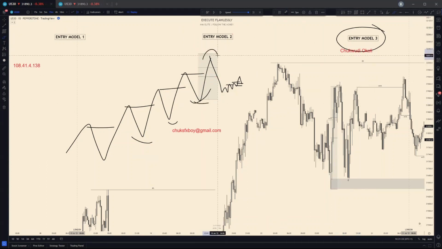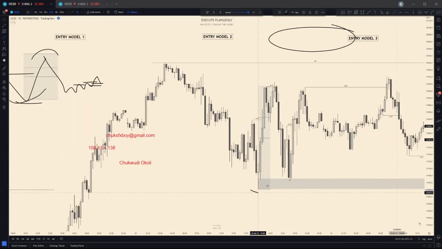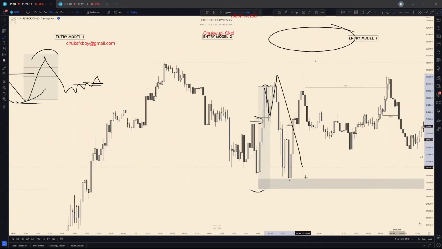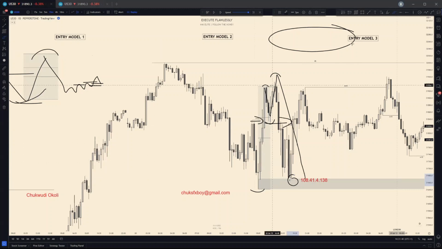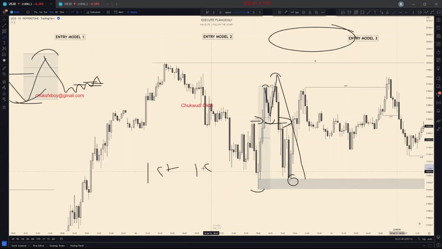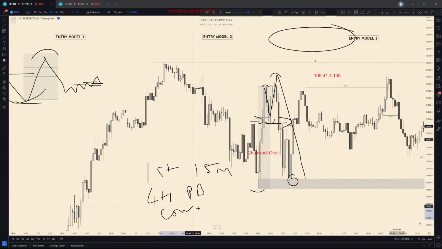Entry model 3 is exactly the same. The only difference from entry model 2 is that with entry model 2 the 15-minute is bullish to look for buys, but entry model 3 is when you get the first 15-minute chalk, but then it doesn't come down bullish. You see how it goes from bullish to now bearish? We can take this trade as well from the first one, because this is the first 15-minute chalk of a 4-hour pullback phase or continuation phase.